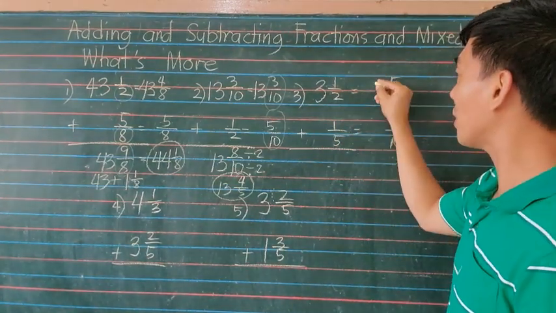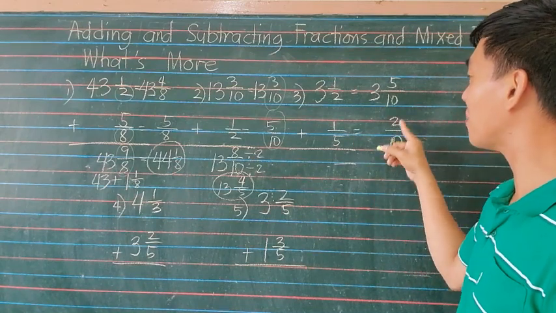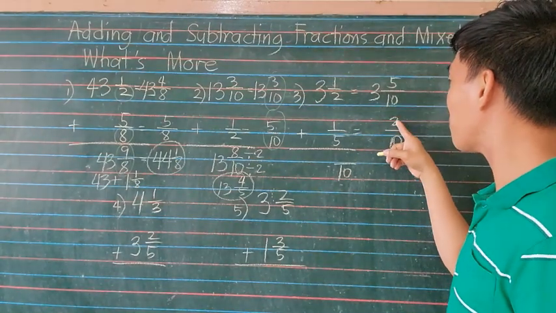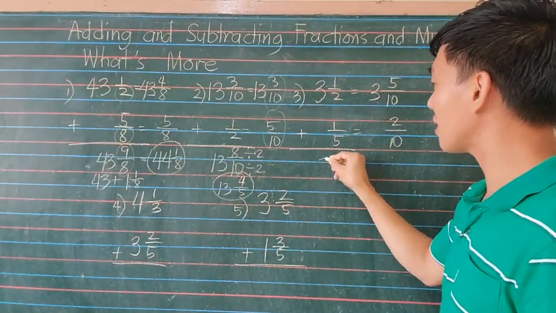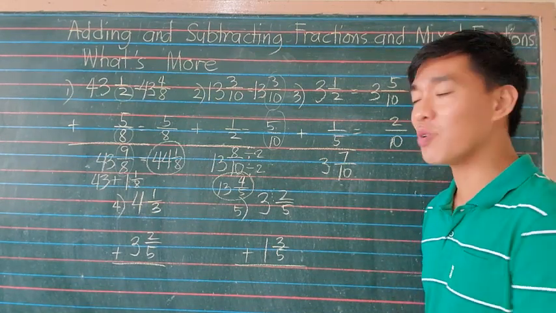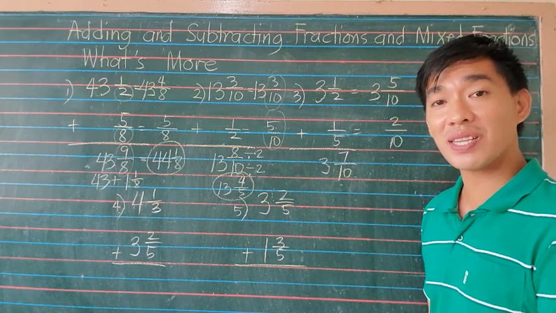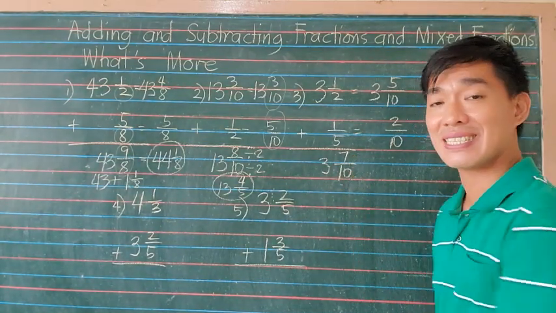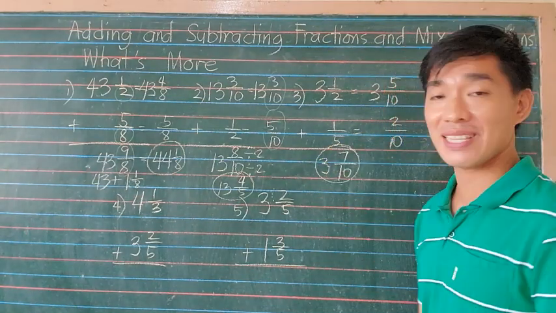So, after that one, copy the whole number. In this case, we already have the same denominator which is 10. So, pwede natin kopyahin. Pagkatapos 5 plus 2, that is 7. Then, the whole number 3 plus 0, that is 3. So, of course, you always have to check your fraction. Your fraction here is 7/10. That's already in the simplest form because there's no more number that could divide both 7 and 10 except for 1. Then, that's already our final answer.